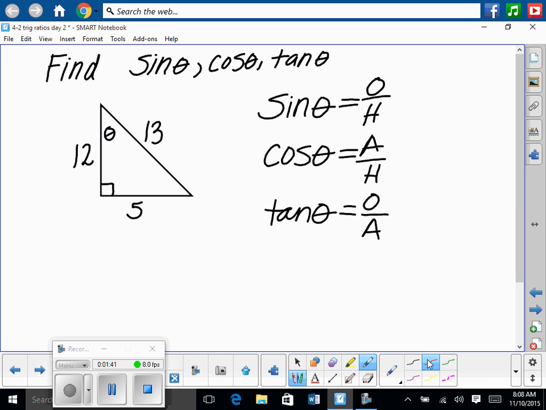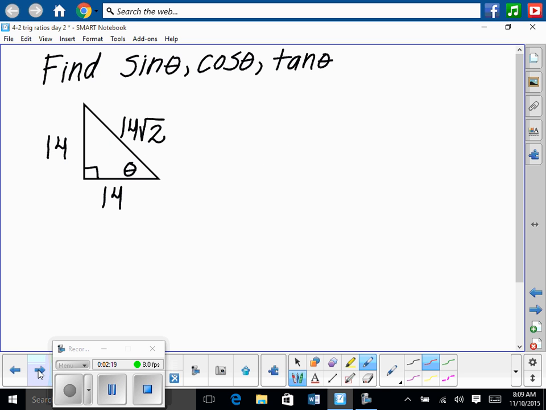Sine is opposite over hypotenuse, so 5 over 13. That is sine of theta. Cosine of theta is adjacent over the hypotenuse, so 12 over 13. And tangent of theta is opposite, which is 5, over adjacent, which is 12. Then look at your fractions and ask, do any of them simplify further? If you don't know for sure, you can take your calculator, do 5 divided by 13, change it back to a fraction, and so on. These are all in the most simplified form. All right, let's do another one.